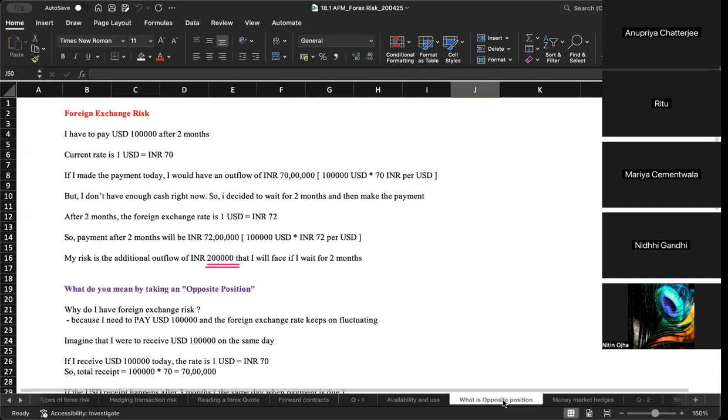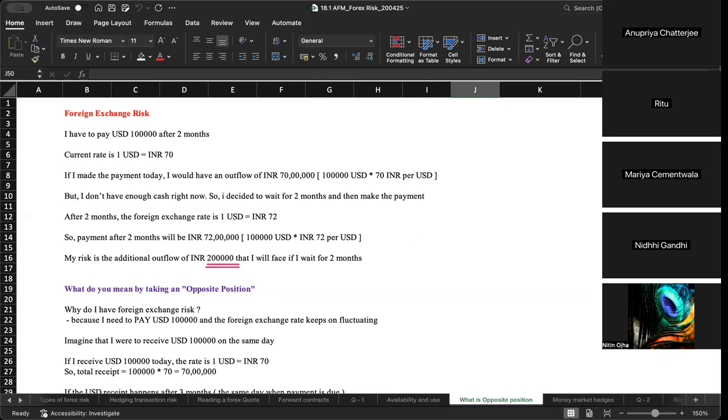So to understand that, let's quickly go through what we mean by the opposite position. Say I have to pay $1 lakh after 2 months. The rate today is $1 equal to 70 rupees. If I made the payment today, I would have an outflow of INR 70 lakh. But I don't have enough cash right now, so I decide to wait for 2 months. And when I wait for 2 months, the foreign exchange rate fluctuates to $1 equal to 72 rupees. So payment after 2 months will be 72 lakh. My risk is the additional outflow of INR 2 lakh that I will face if I wait for 2 months.